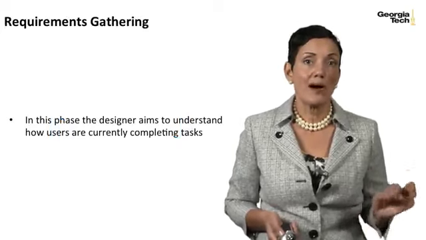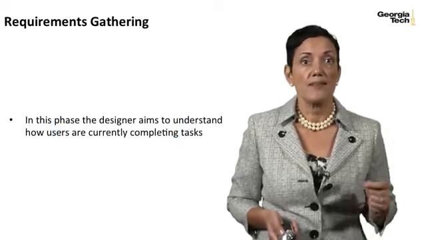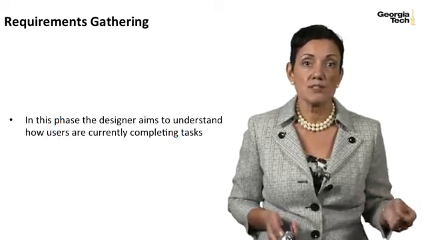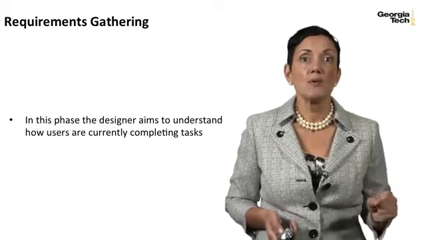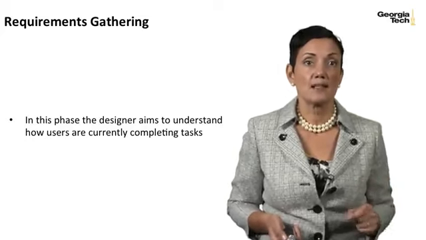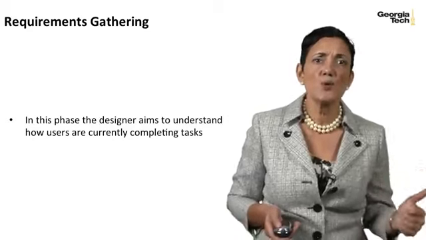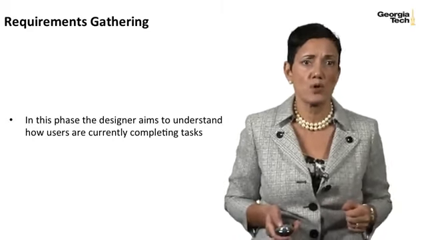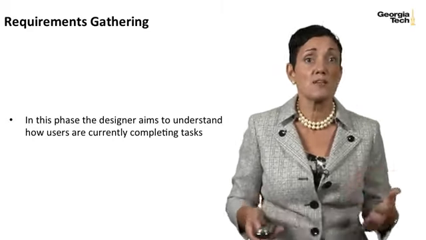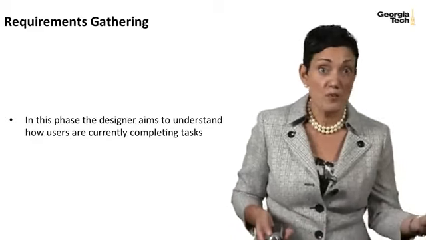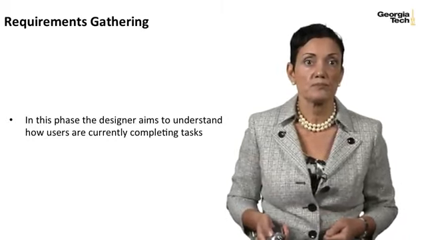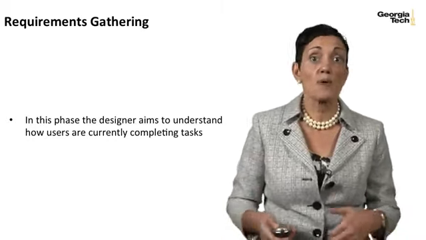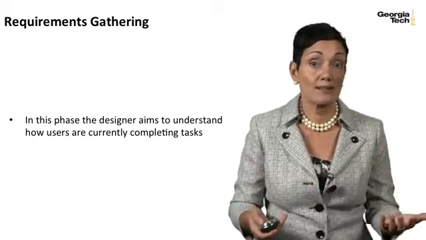We start with the requirement gathering phase. In this phase, the designer aims to understand how the user is currently completing the task. Here we have the designer as detective, trying to understand the who, what, when, where of the user's goals. We accomplish this via a set of techniques where we sometimes observe the users and other times we engage with them directly. We ask them questions, or we might observe their current practices.